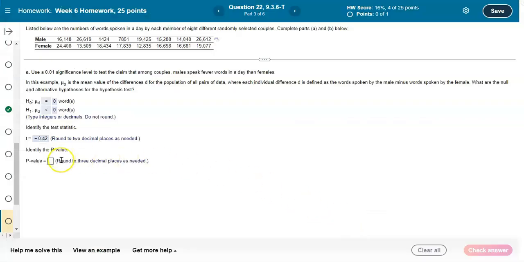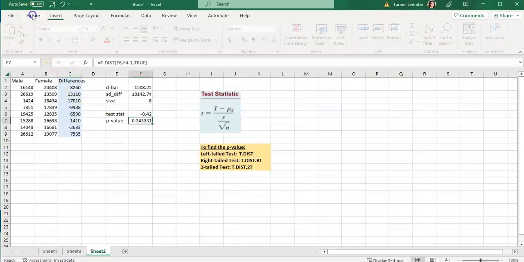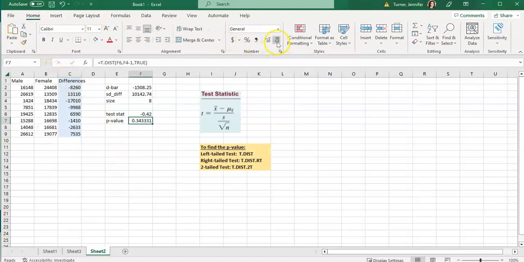But we only wanted to round to 3 decimal places, so let's adjust that by going to Home and back to this button right here. So 0.343 is the p-value.